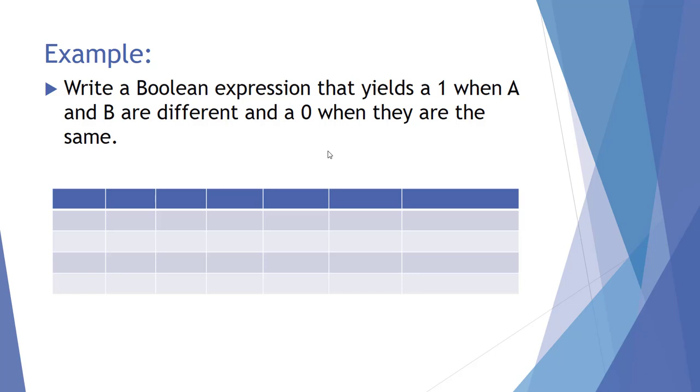We would like to write a Boolean expression that yields a 1 when a and b are different, and a 0 when they are the same. So we'll start by listing all the possible combinations of a and b. Now to build these conditions we're going to have a negation. Ultimately we would like to have a result of 1 when a and b are different. That would be rows 2 and 3 here, they're different. And we should get a result of 0 when they are the same, that is to say rows 1 and 4.